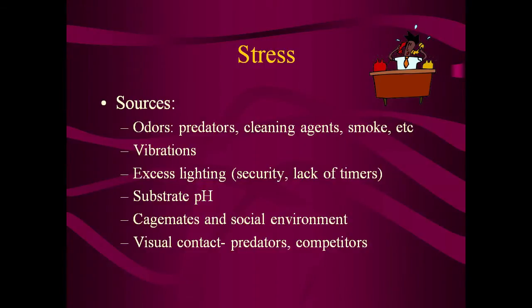Some common sources of chronic stress for amphibians include offensive odors such as predators sharing the same water source, cleaning agent residues, or cigarette smoke, vibrations such as those produced by airstone pumps or other equipment, excess lighting, inappropriate substrate pH. Cage mates and social stressors are particularly important to closely evaluate, as behavioral cues indicating a problem may be subtle. And visual contact with predators or competitors, even if they are not in the same enclosure, can lead to chronic stress.